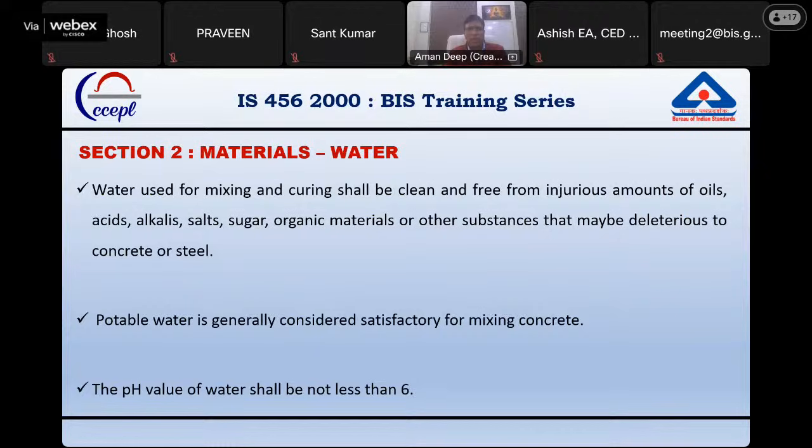The pH value of water shall not be less than 6, because if the pH value is less than 6, it means the water will be acidic, and acidic water is going to harm the concrete strength process. Our concrete becomes alkaline during the hydration process of cement, so acidic water can affect the overall hydration process and strength, and durability also.